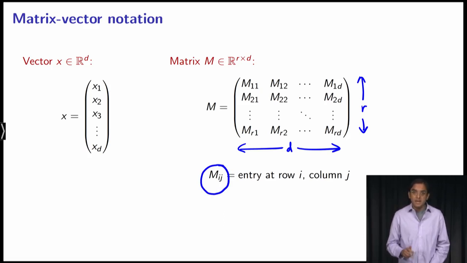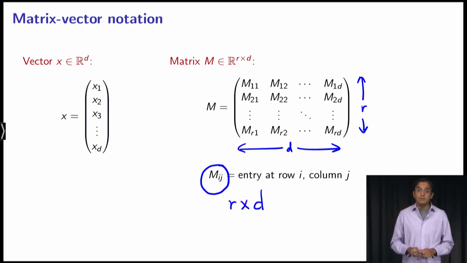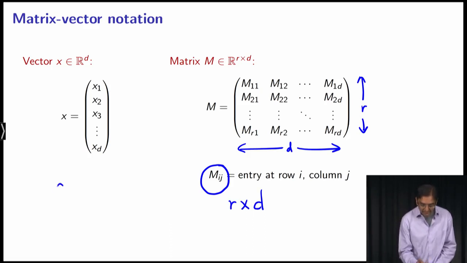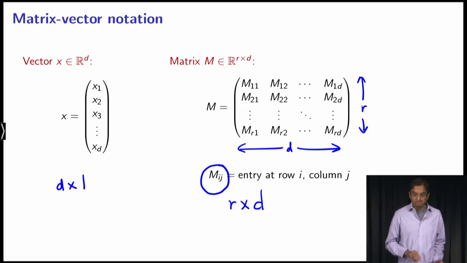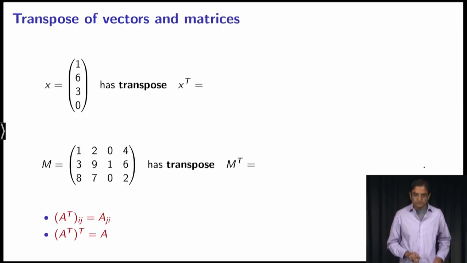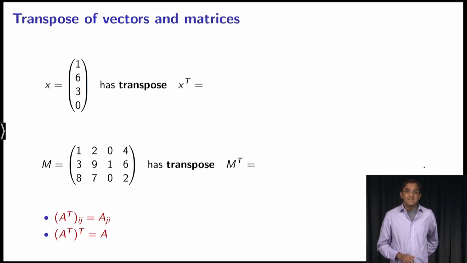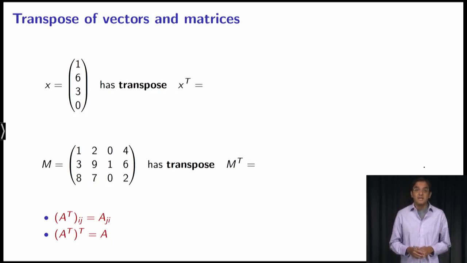Okay? And we'll say that its dimension is R by D. It's an R by D matrix. So likewise, we can describe the vector as being D by 1. D rows in 1 column. Okay. Now, one of the simplest things that one can do with a vector or matrix is simply to take the transpose, which means to switch the rows and columns.